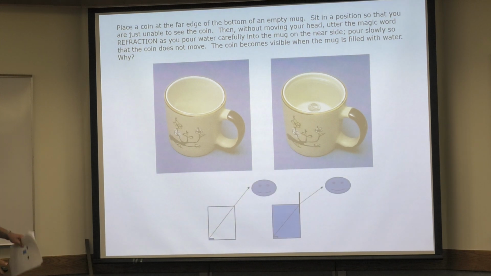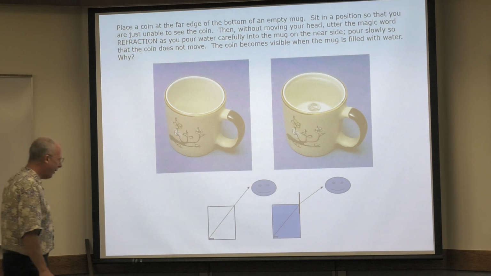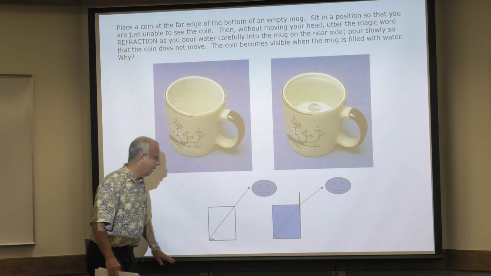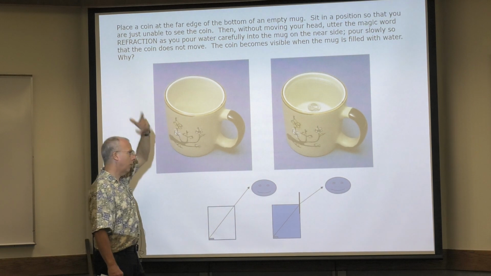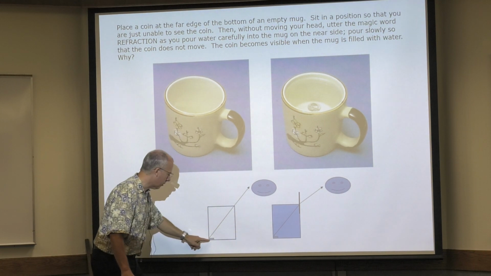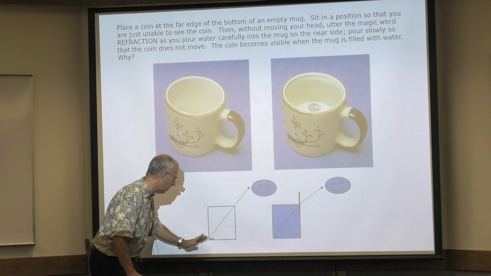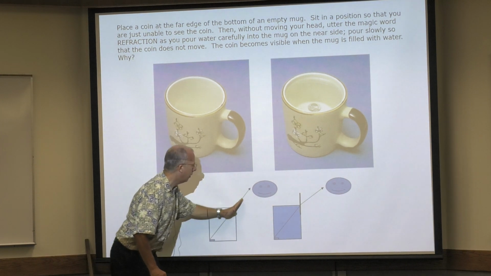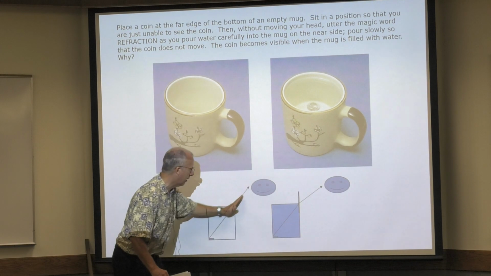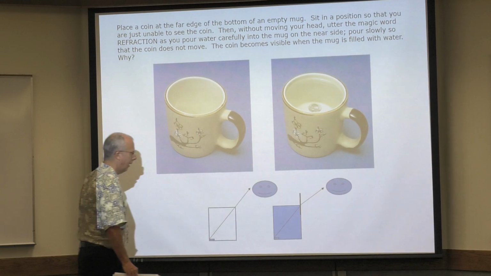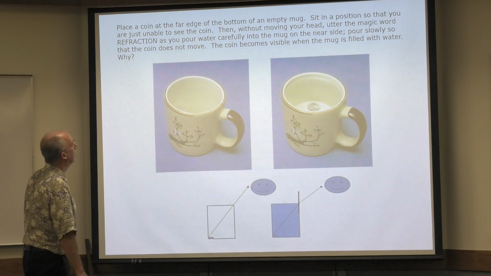All right. So here it is. So here's the empty mug, and here's the coin. So the light from the ceiling lights reflects off the coin. And let's just say, look at this ray. So this ray, you don't see it. Forget the artwork. You don't see it. It doesn't go into your eye, because you're sitting too low.